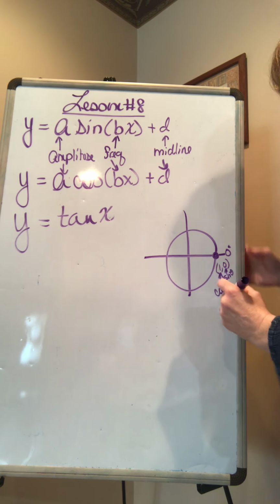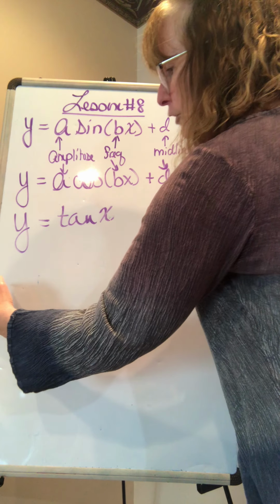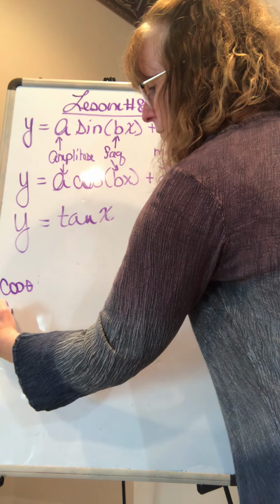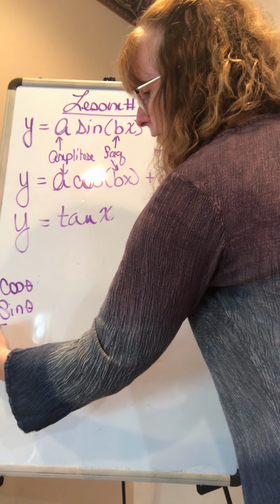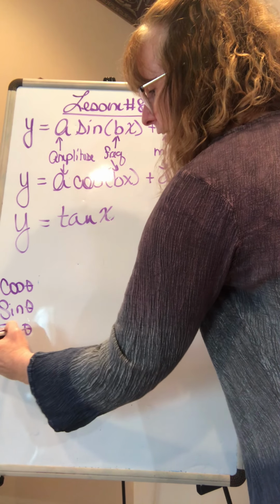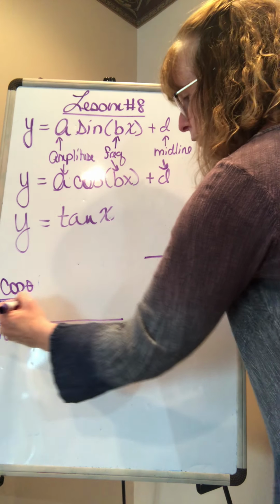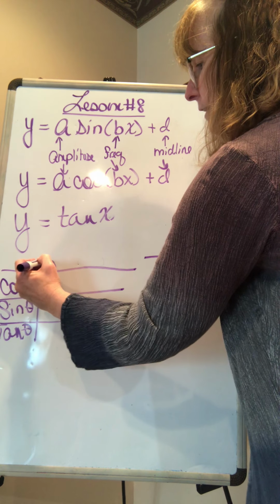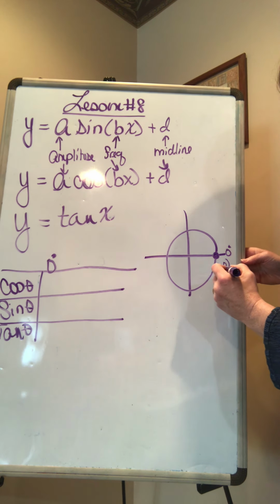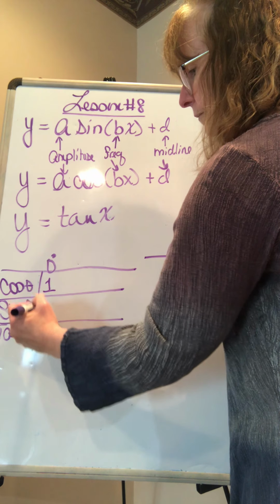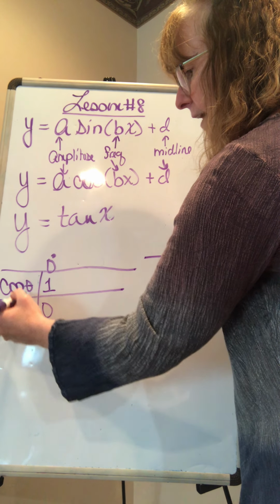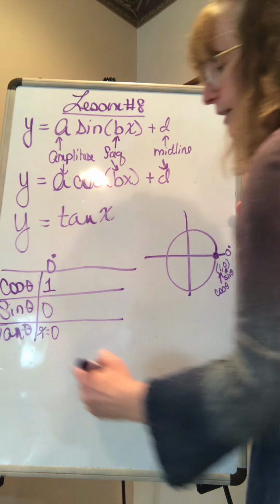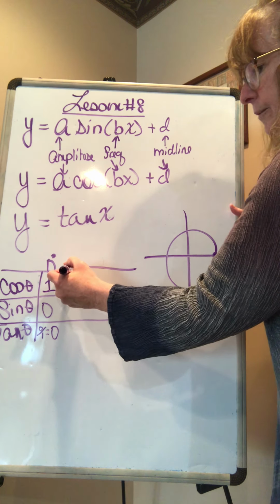So for 0 degrees, if we were to make the chart that's on your paper, you already have this drawn in, so let's fill it in using the unit circle. At 0 degrees, cosine is 1, sine is 0. Tangent is sine divided by cosine. So the tangent of 0 degrees is 0.